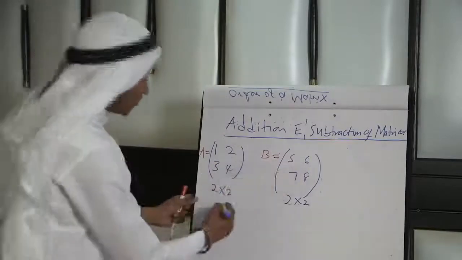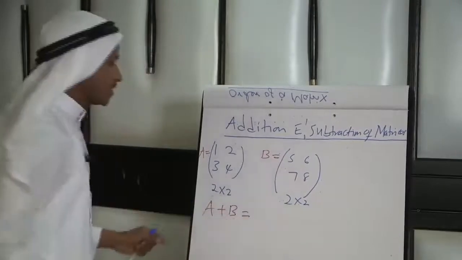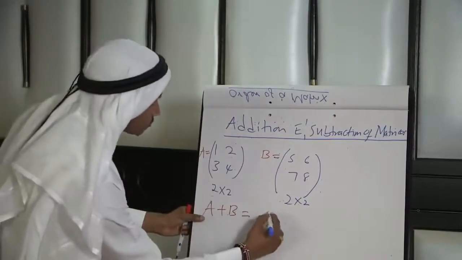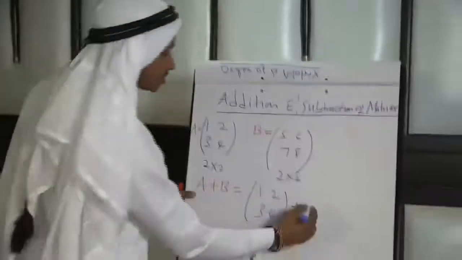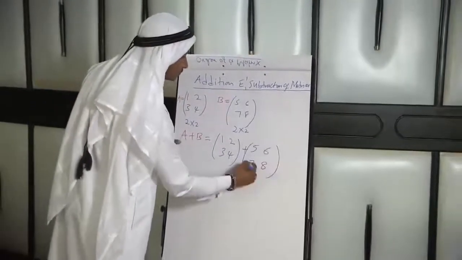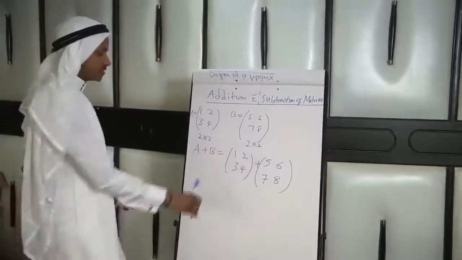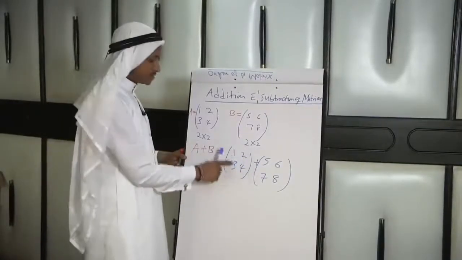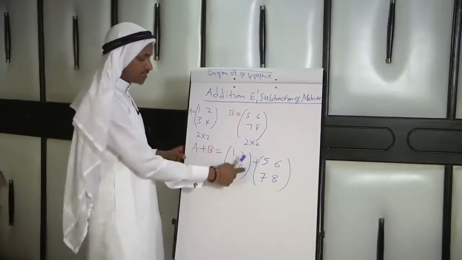So let's say we want to get the value of A plus B. How do we get A plus B? Just write the matrix A, which is 1, 2, 3, 4, then add to matrix B, which is 5, 6, 7, 8. When you are adding matrices, the numbers in a matrix are called elements. This is element 1, element 2, element 3, element 4.